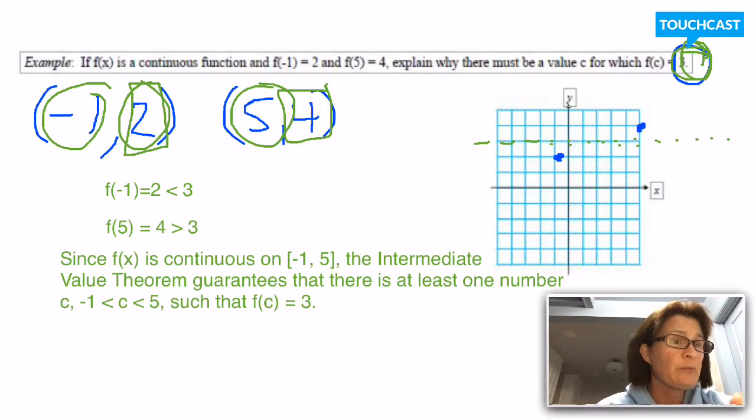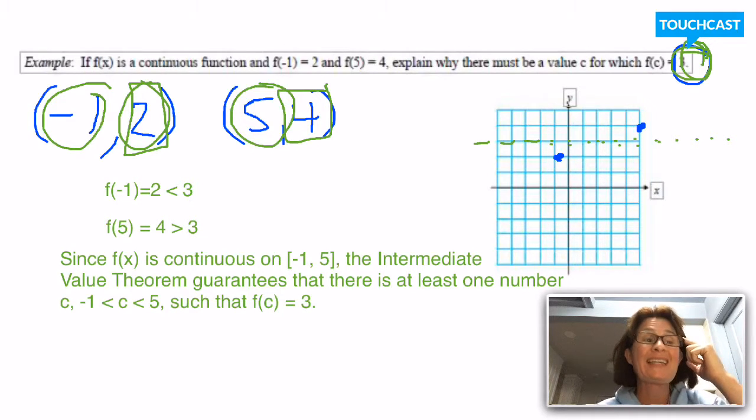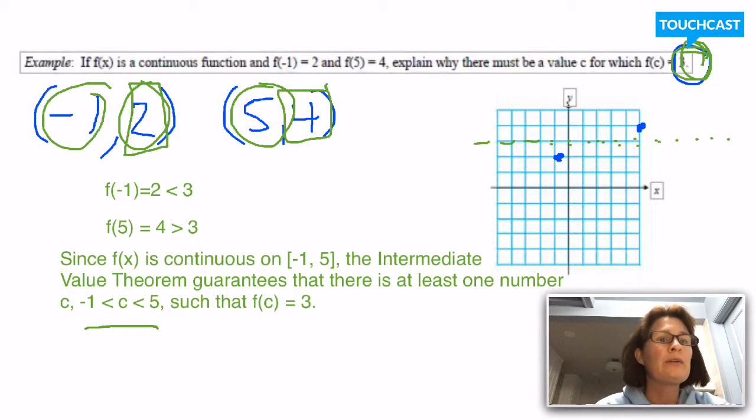For the intermediate value theorem to apply, we have to follow the first part of it. The if part of the intermediate value theorem is: if f is continuous. So I have to show that I've at least thought about making sure I meet that requirement. So that's why I start here by saying, since f is continuous on the interval, and intervals are x values that I care about, then the intermediate value theorem guarantees me that there is at least one number c. c is an x value, so it comes in between the x values I know, such that f of c, the output, is 3.